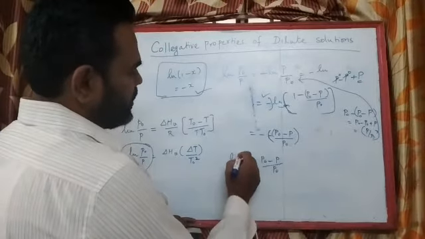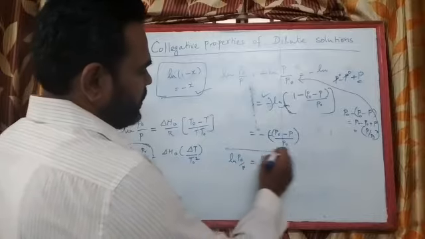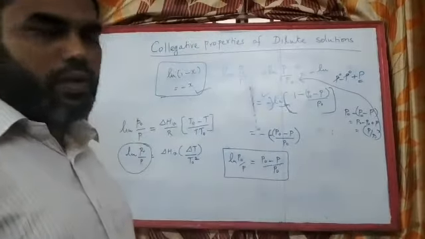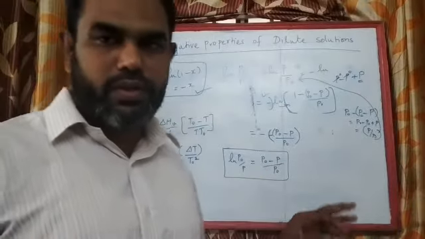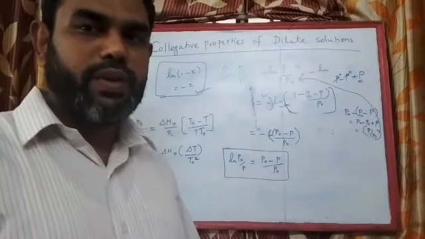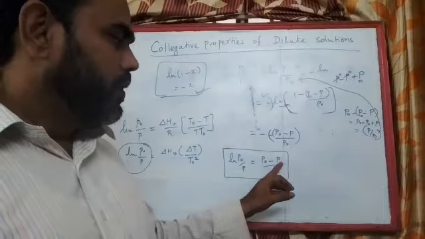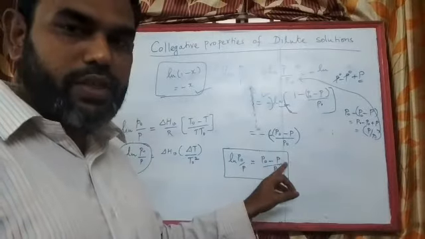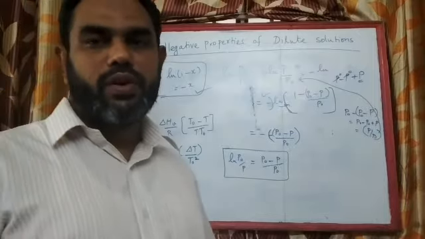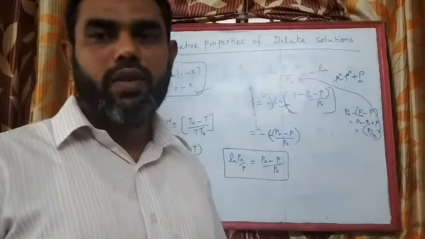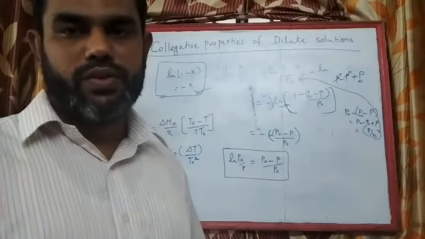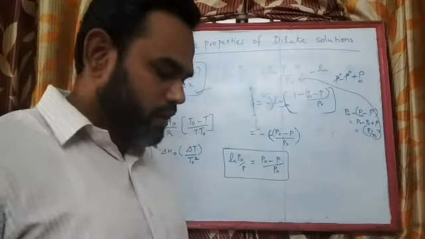Now, ln P0 by P is equal to the relative lowering of vapor pressure. P0 is the vapor pressure of a pure solvent and P is the vapor pressure of a solution. Then P0 minus P by P0 denotes the relative lowering of vapor pressure of a particular solution.